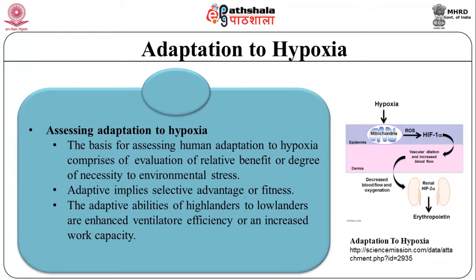There are various methods of assessing adaptation to hypoxia. The basis for assessing human adaptation to hypoxia comprises evaluation of relative benefit or degree of necessity to environmental stress. Adaptive implies selective advantage or fitness. The adaptive abilities of highlanders compared to lowlanders are enhanced ventilatory efficiency or an increased work capacity.